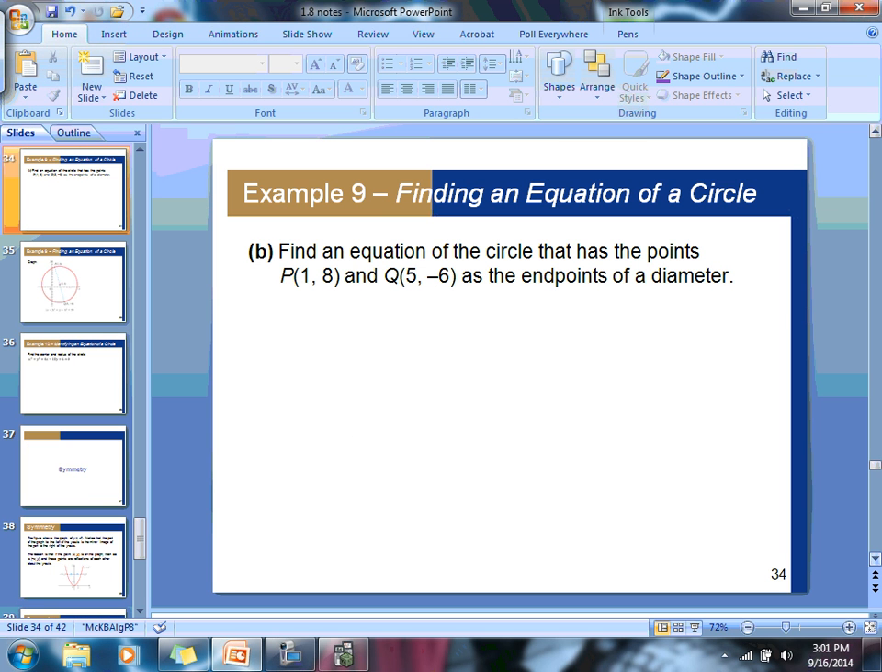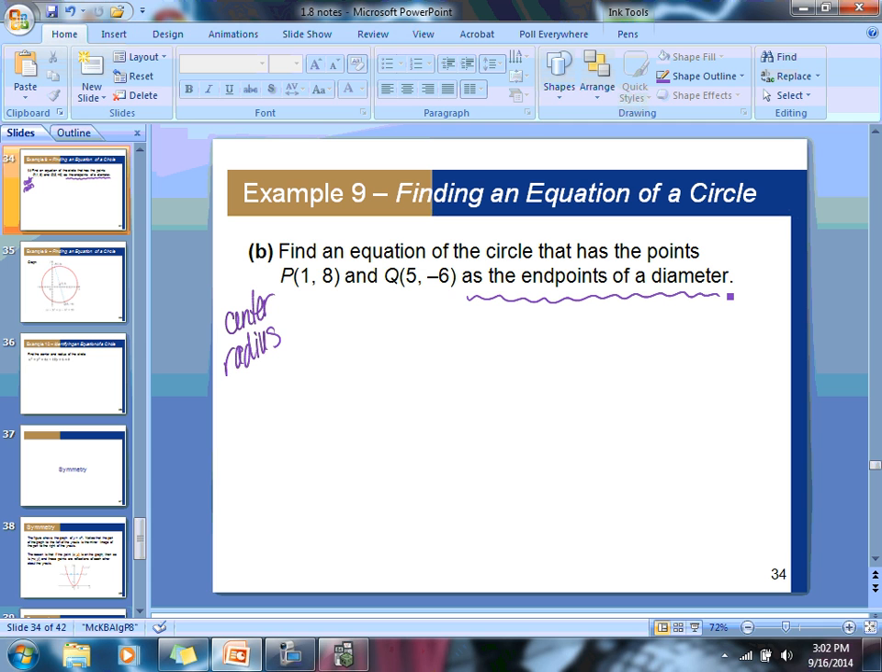Okay, now part B says find the equation of a circle that has the points P and Q as the endpoints of the diameter. So this is a little trickier now, because we don't have our 2 pieces of information. We need our center and our radius. Those are the 2 pieces of information I need to write the equation of my circle. They just gave me 2 points on the circle. Now they do tell us that those are the endpoints of the diameter, though. That's a helpful little clue.